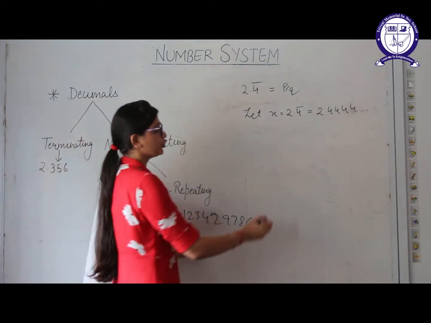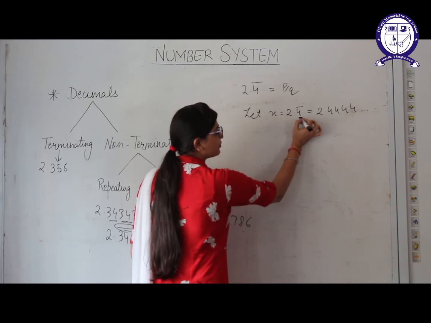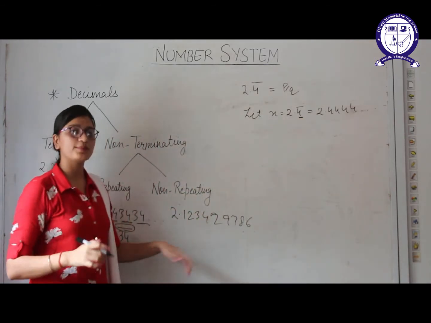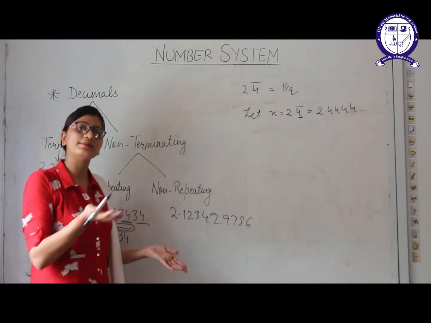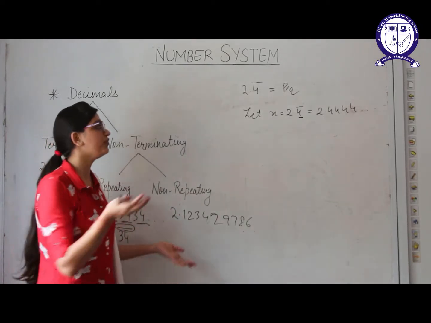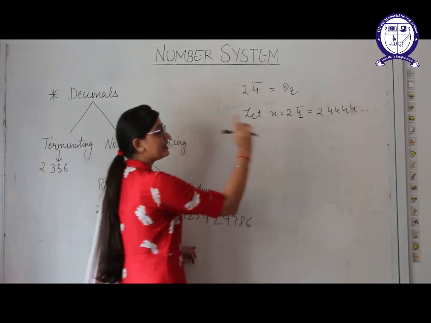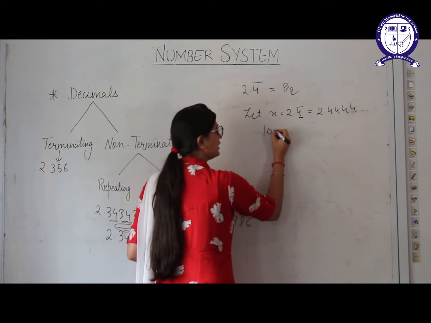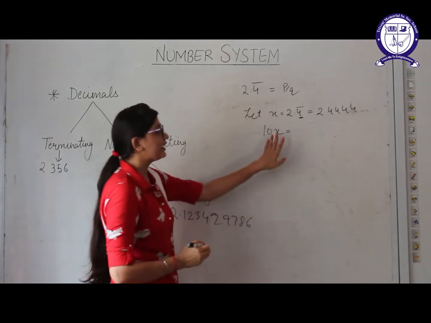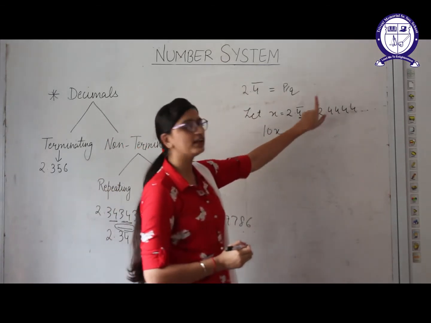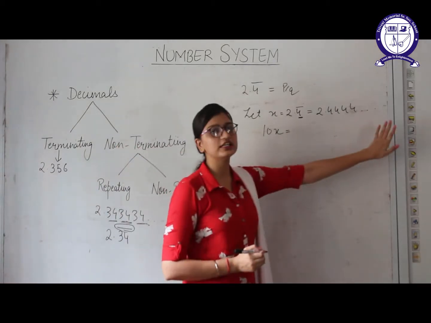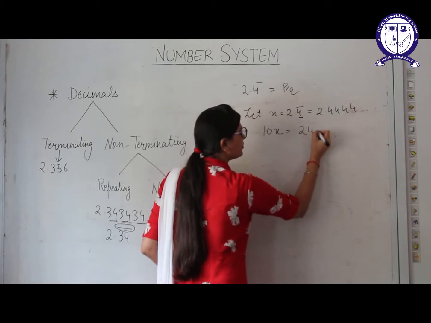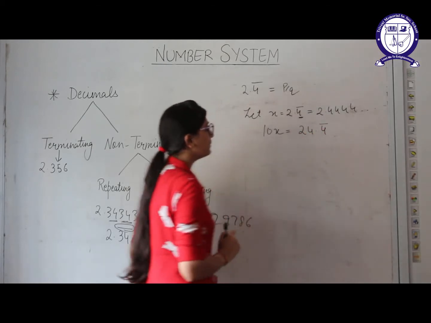Now what are we going to do? Like, we have one number after the decimal, so we are going to multiply by 10. Suppose we had two numbers, we will multiply by 100. Three numbers, we will multiply by 1000. So here there is only one number, so we will multiply by 10. 10x. By multiplying it by 10, this one 4 will come forward and all the other 4s will remain as they are. It will be 24.4 bar.